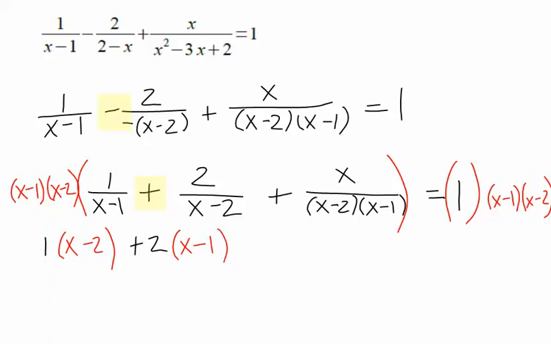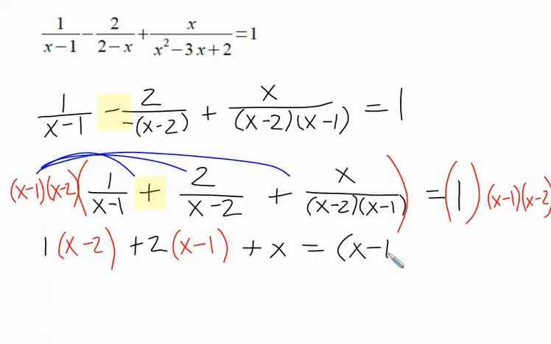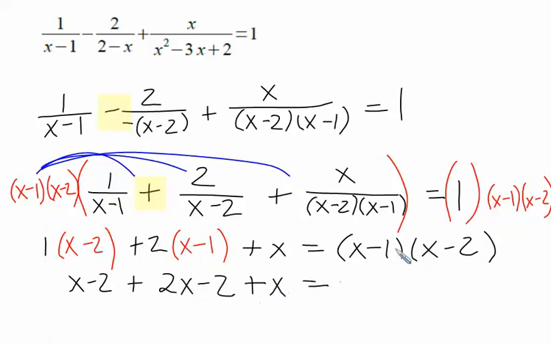Over here, when we distribute, remember we're distributing this to each of the three terms. The denominators cancel completely, so we'll just get a plus x. Now over on the right hand side, be careful because we have both of those factors remaining. It's going to be x minus 1 times x minus 2. So now we simplify the left hand side, make sure to distribute the 2. On the right hand side we will FOIL those things out.